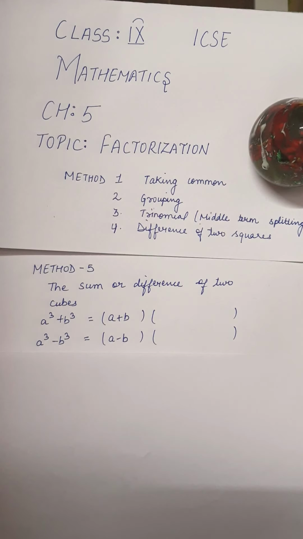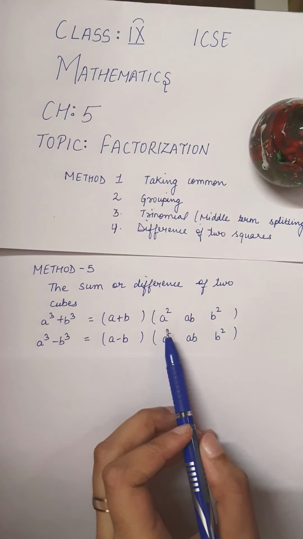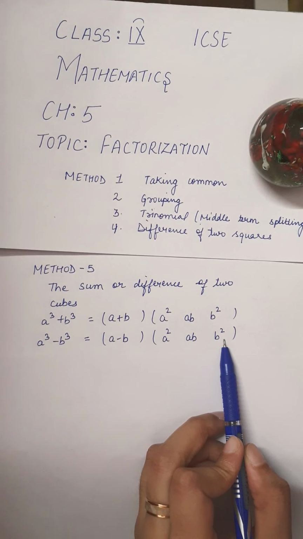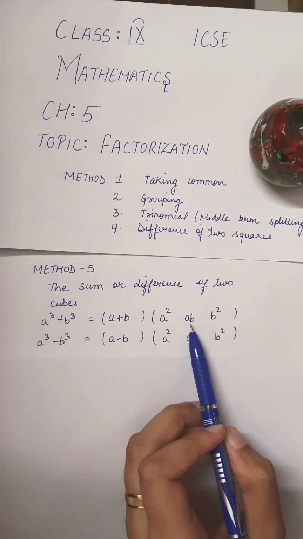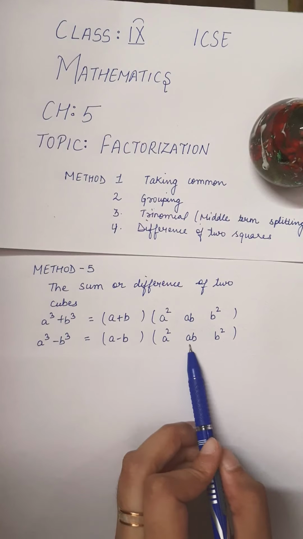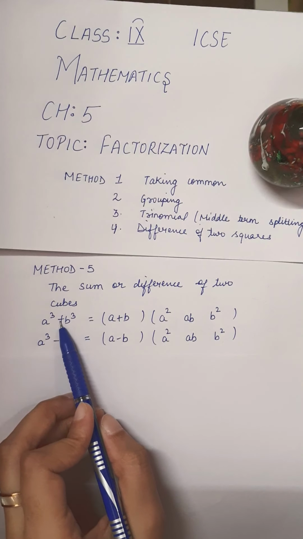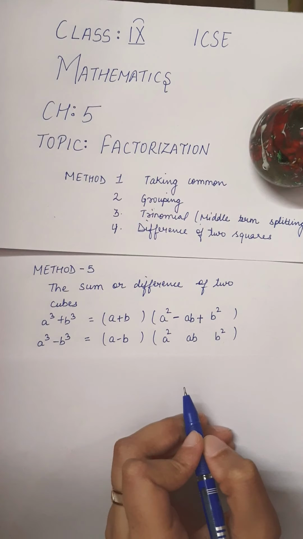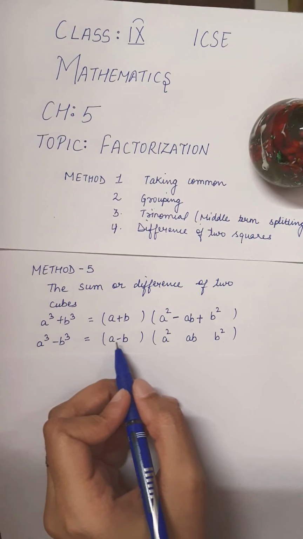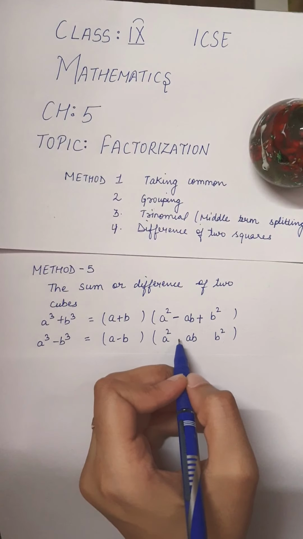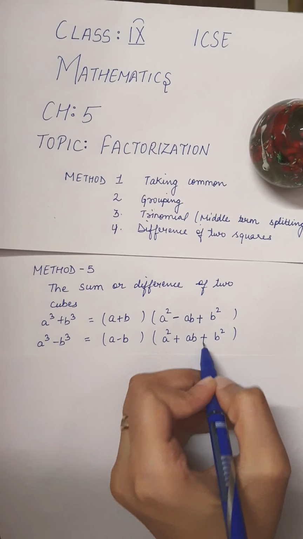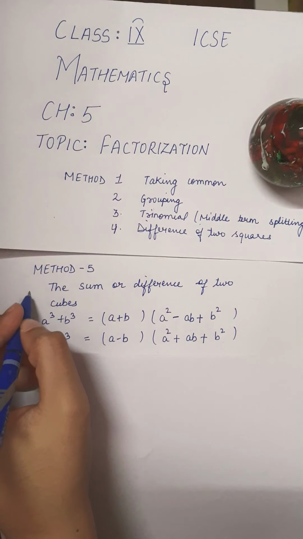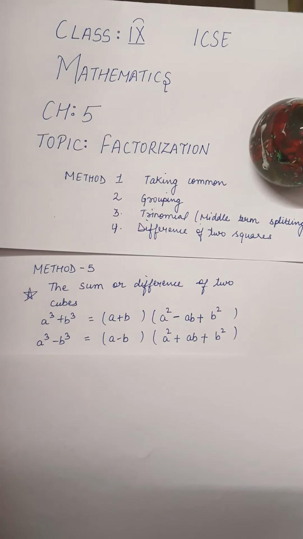Now in the second bracket, I have three terms exactly the same, only the signs differ: a square, b square and ab in both the brackets. Where I have plus, this sign is minus and this is plus. And where I have minus, because minus I have already included here, so both are plus. So now it's easy to learn. Kindly learn these two formulas.